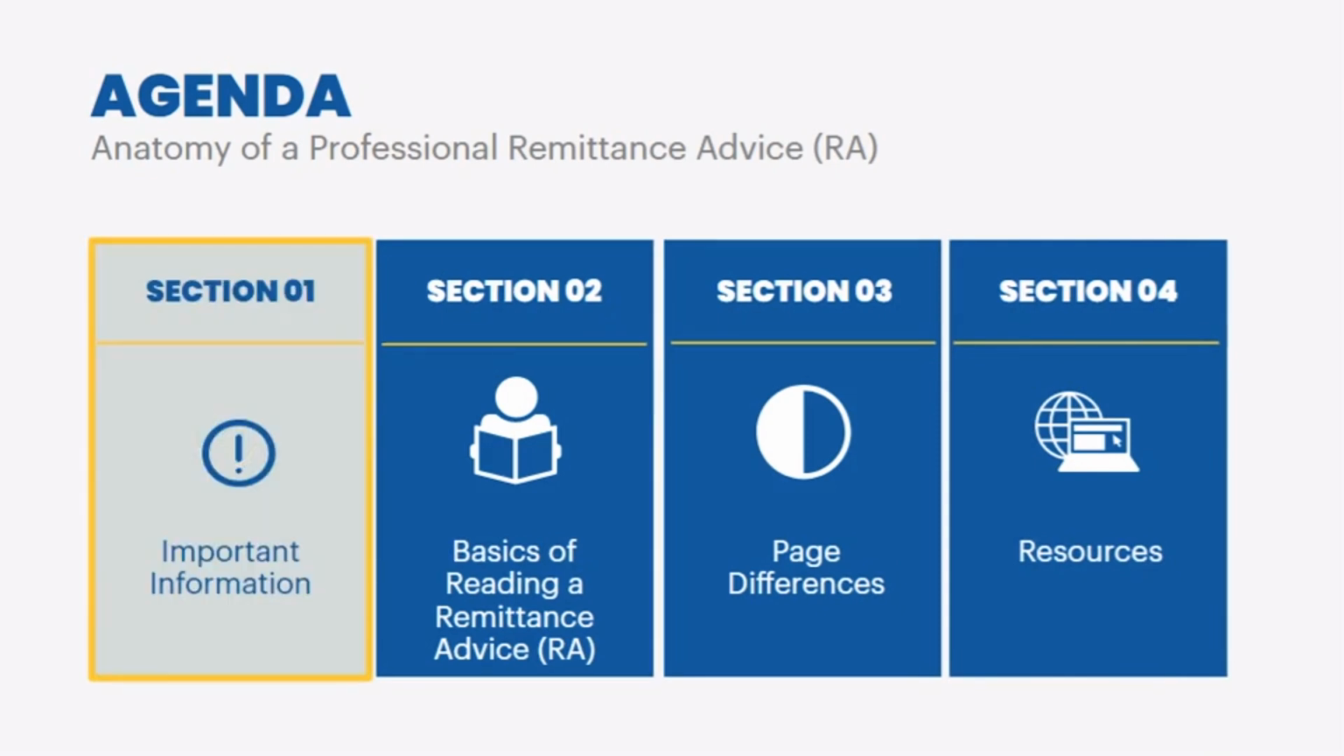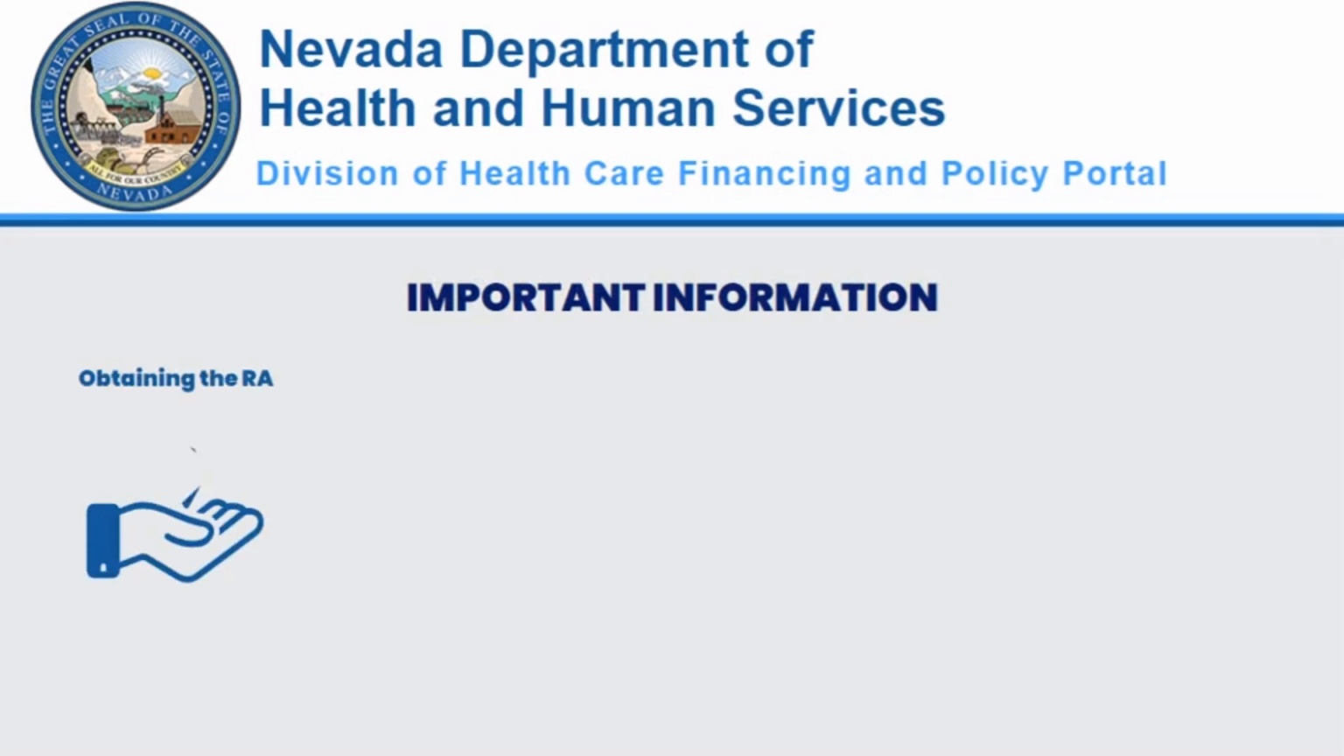First, let's take a look at some important information regarding your professional remittance advice. Nevada Medicaid generates an RA for all providers with claims activity in a given week. Your RA provides details about the adjudication of your claims. In the next part of this section, this video will navigate through the steps to viewing your RA. If the RA is too large, contact Nevada Medicaid to get it sent over to you.